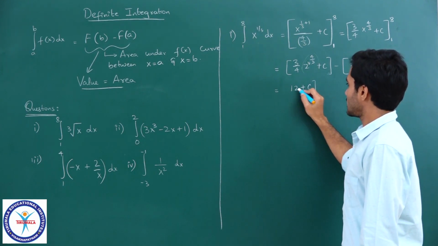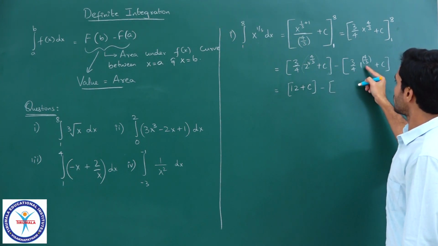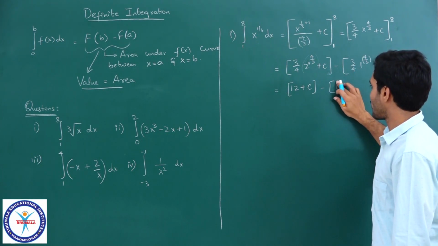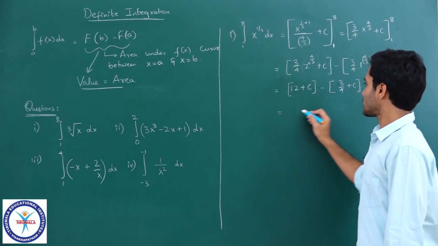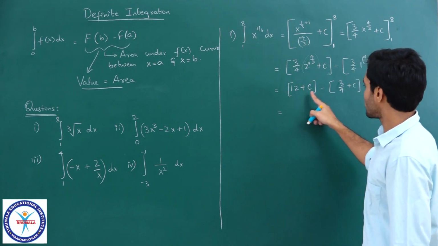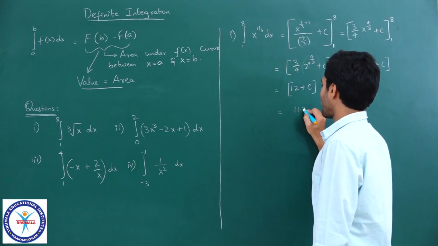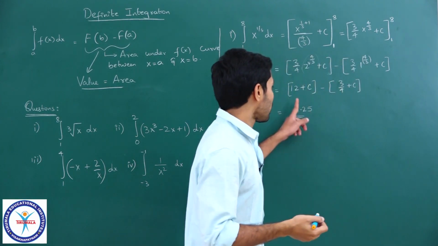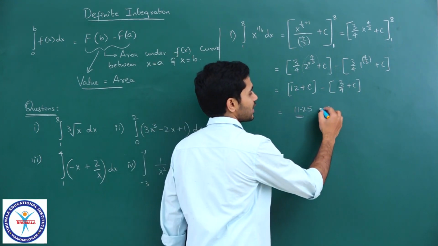So, 12 plus c minus, what do I have here? 3 by 4 into what, 1 power anything is 1 itself, right. So, 1 into 3 by 4, which is 3 by 4 plus c. So, now when I evaluate this, c and c will get cancelled, right, and I will be finally left with 12 minus 3 by 4. How much is that? It is 11.25. So, that would be the answer, right. 12 minus 0.75 is 11.25. So, this would be the answer for that.